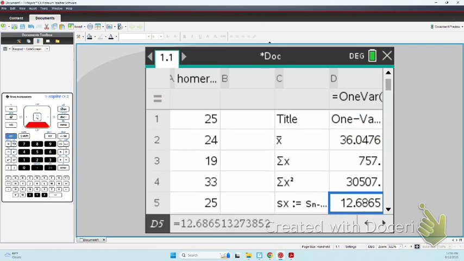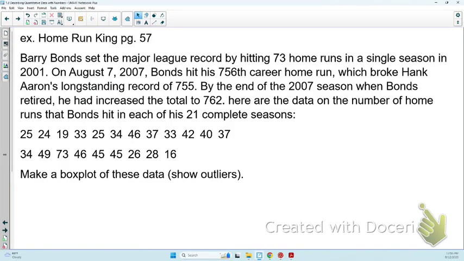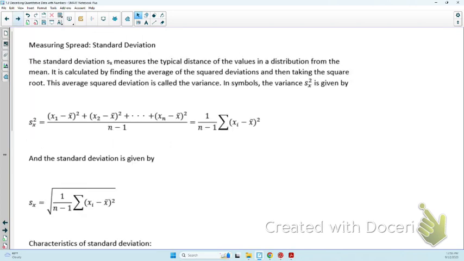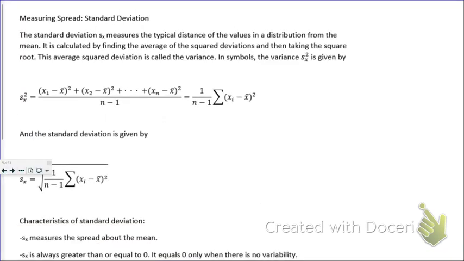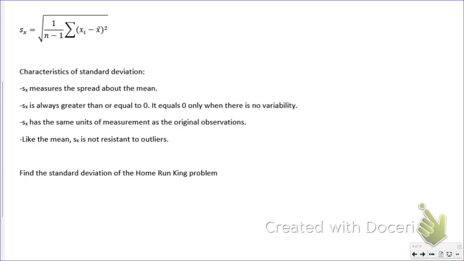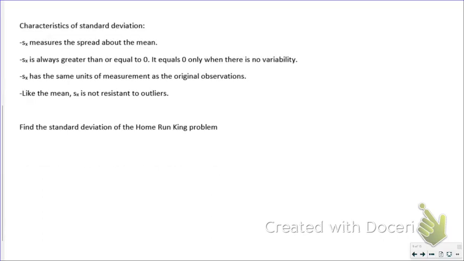So let's go back to the problem and write those 2 things down. If you haven't yet, you probably have a box plot down there. Let's actually go to the standard deviation page. Here we are. So we have a little bit of information about standard deviation. Down here it says to find the standard deviation of the home run for the home run king problem, and you already know it. It was revealed in one var stats.